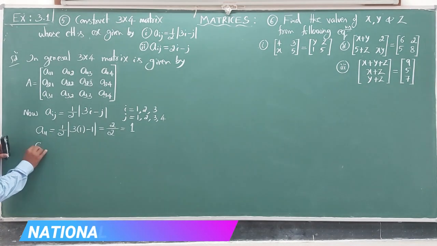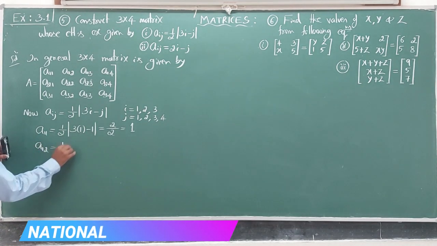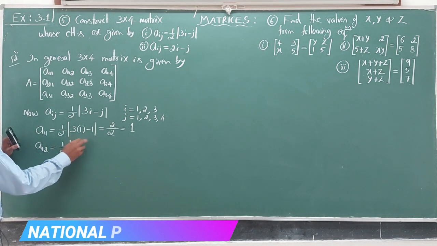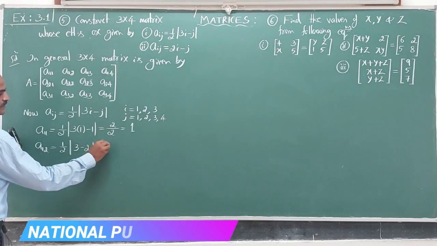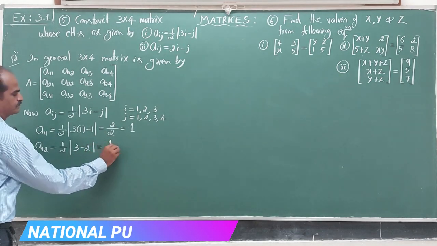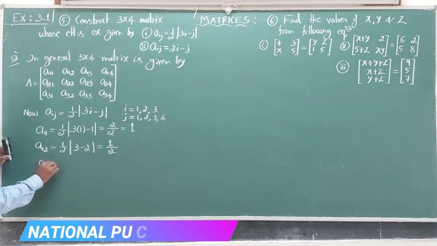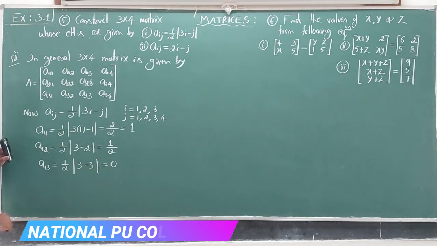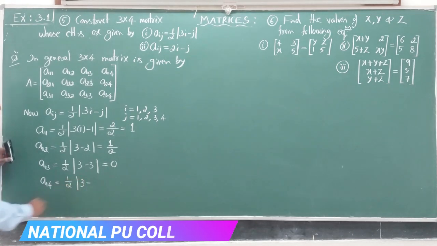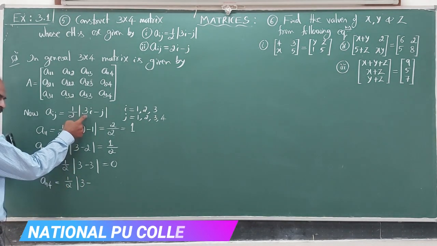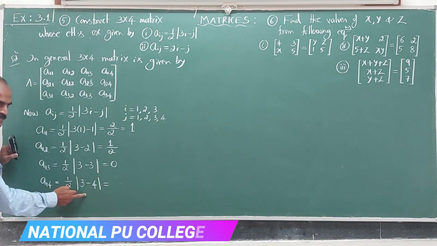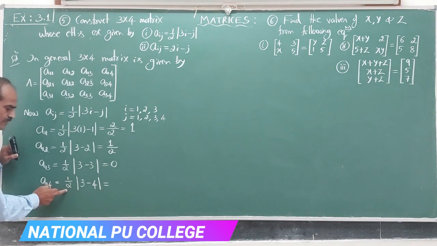Now, let me go for finding A12. In this case, i value is 1, j value is 2. It is 3 into 1 minus 2. It is 3 minus 2. So, we get 1 by 2. A13, it is half of 3 minus 3, that is 0. A14, it is half of modulus of 3 minus 4, because 3 into 1, it is 3 minus 4, minus 1, because of modulus function, it becomes plus 1, 1 divided by 2.